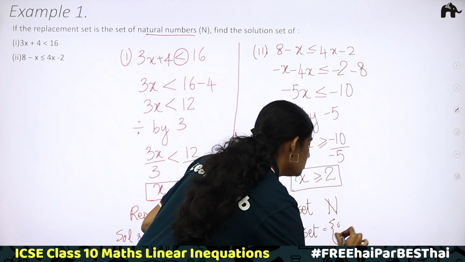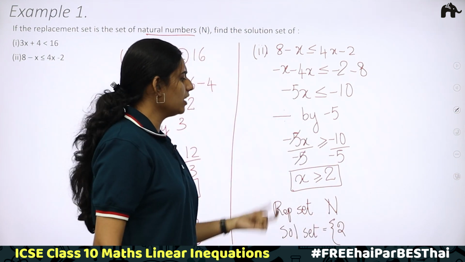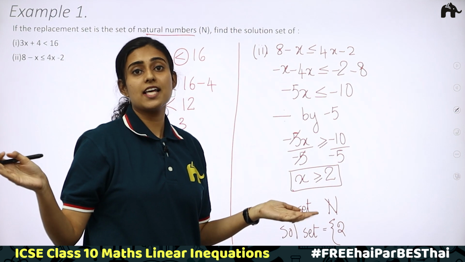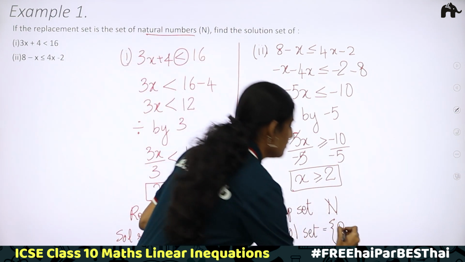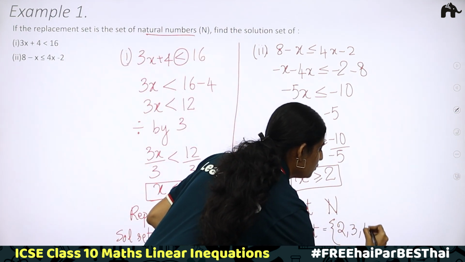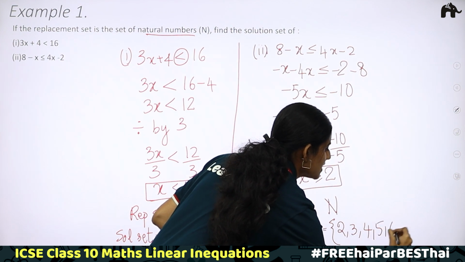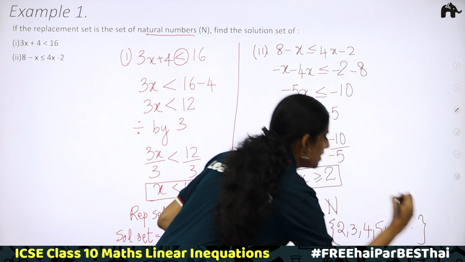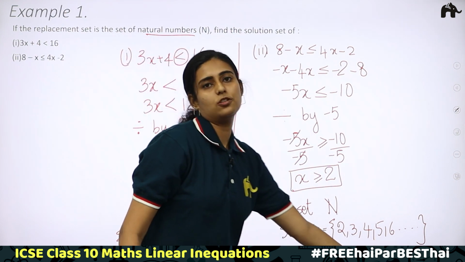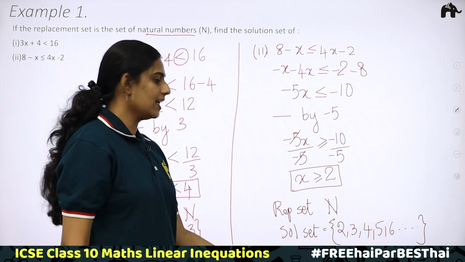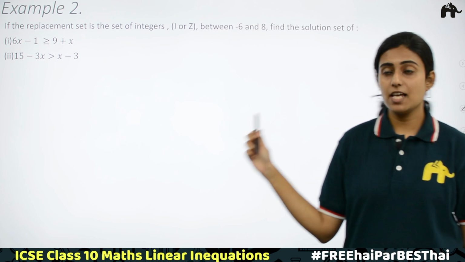Therefore, we can add 2 in this. Greater than 2 means all other natural numbers are greater than 2. We have 3, we have 4, 5, 6, etc., up to infinity. This is how you represent the solution set in this case. Clear? Both parts. Example 2.